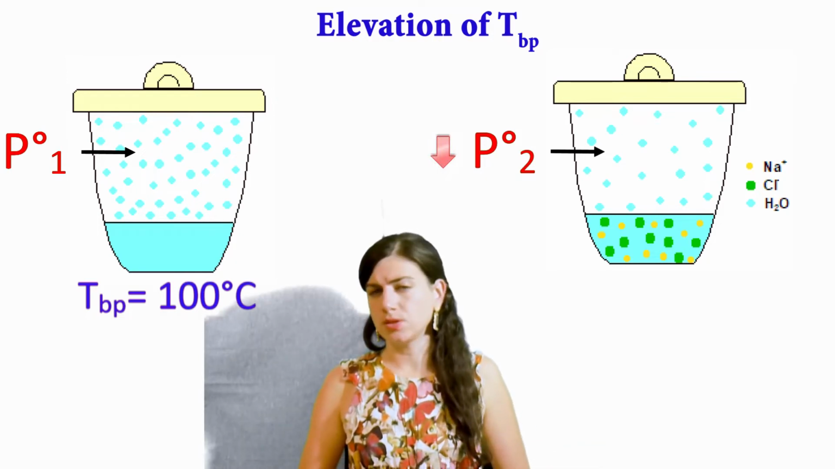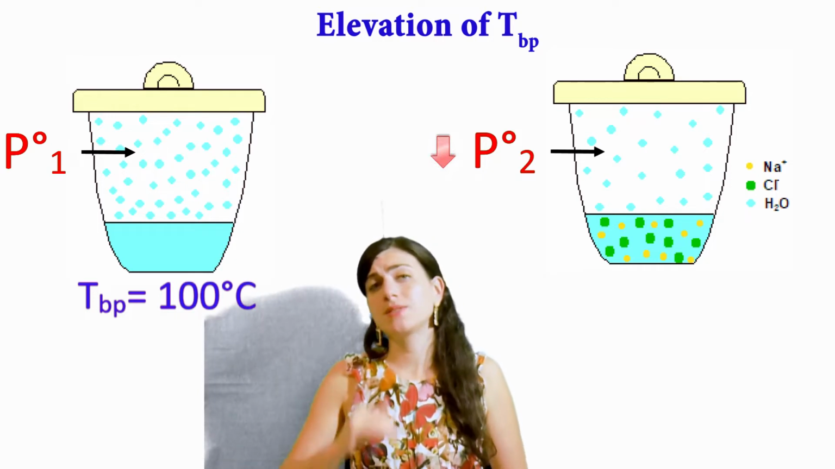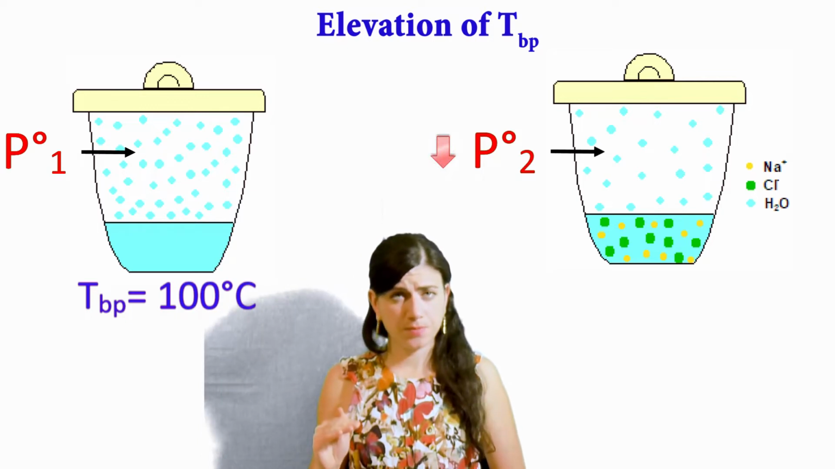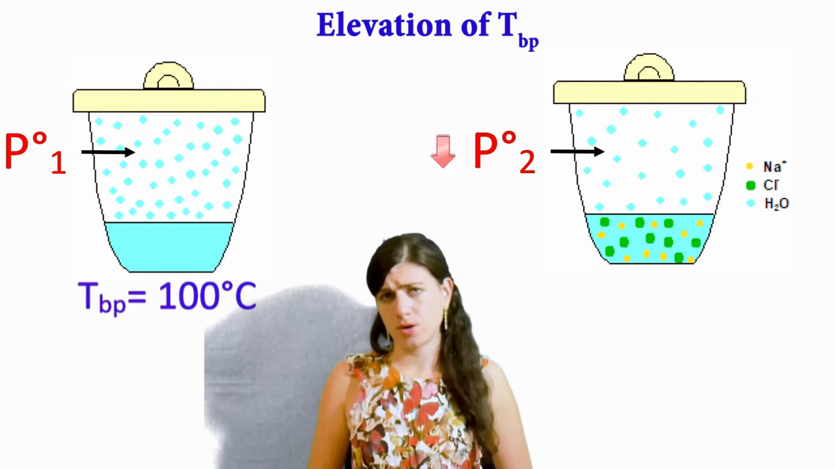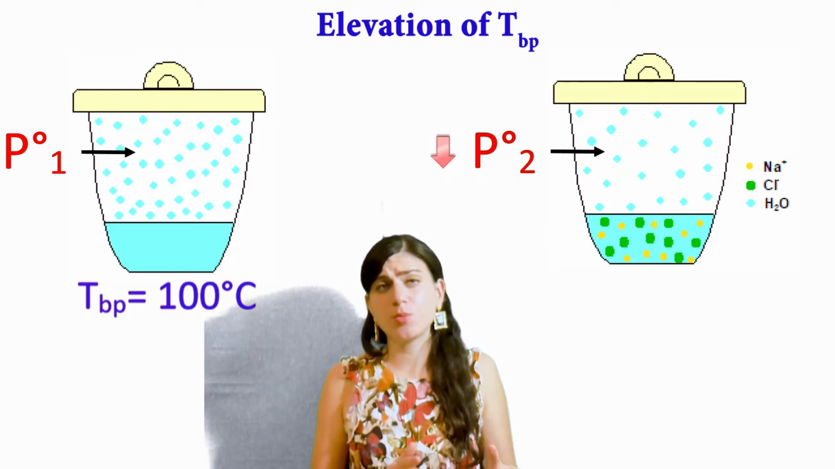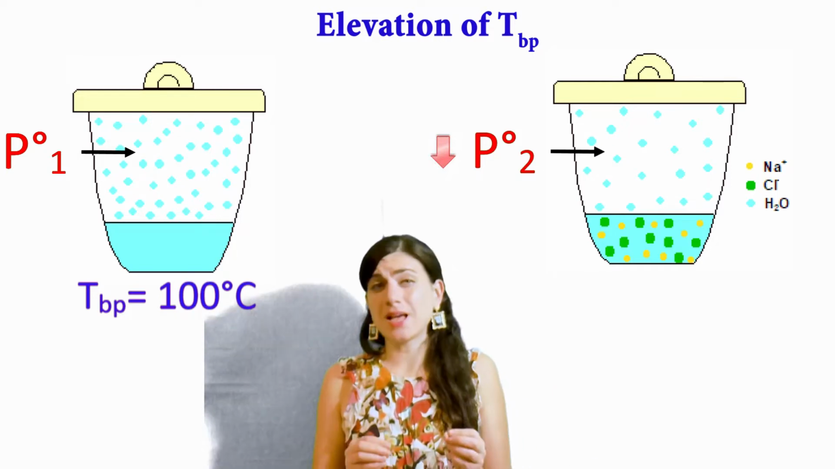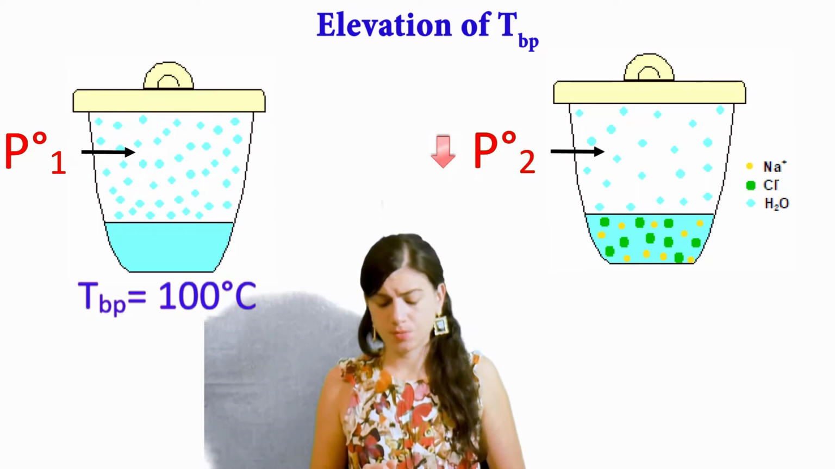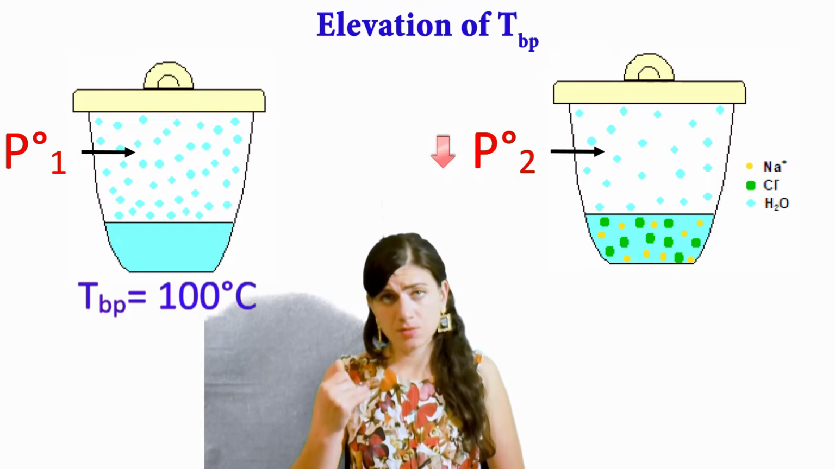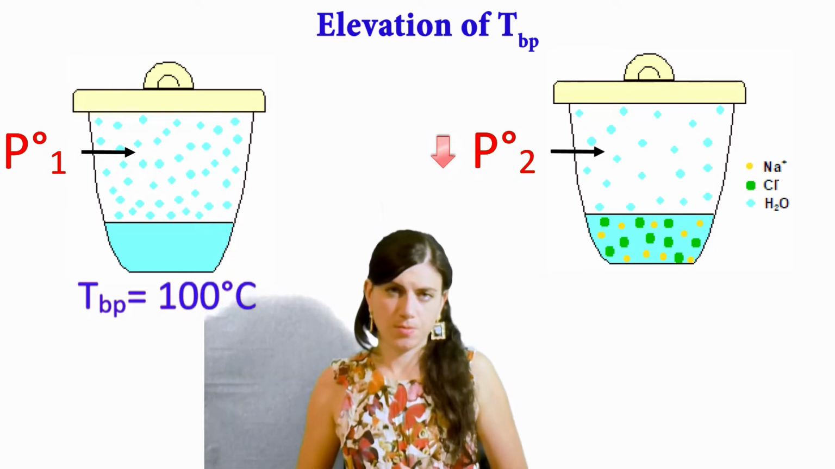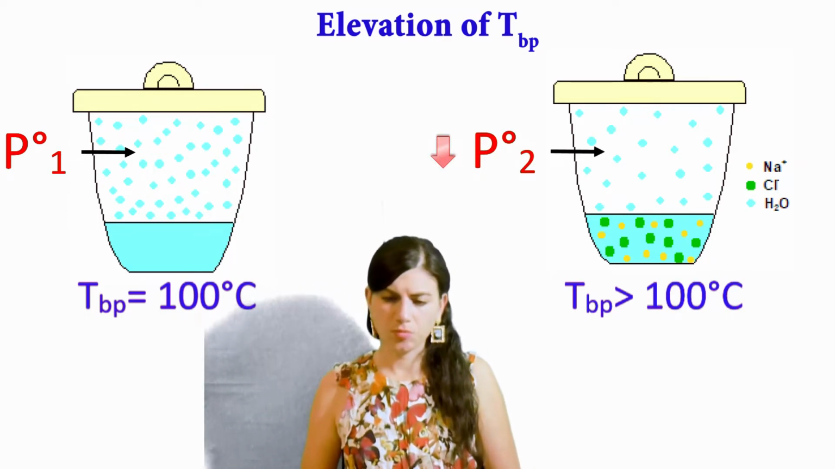So our flask with NaCl and water, if we warm it up to 100 degrees, now at 100 degrees the vapor pressure will be lower. So this means that the vapor pressure is less than 1 atmosphere at 100 degrees. So it's less than the atmospheric pressure. So to compensate for that, we now need to increase the heat to reach the atmospheric pressure. So we need a higher temperature for reaching the boiling point.